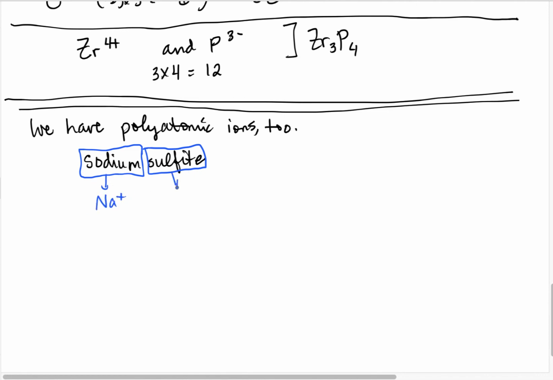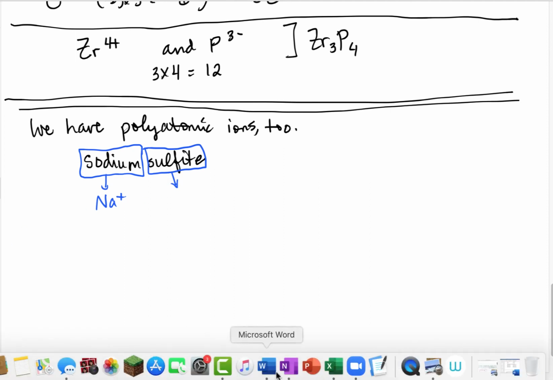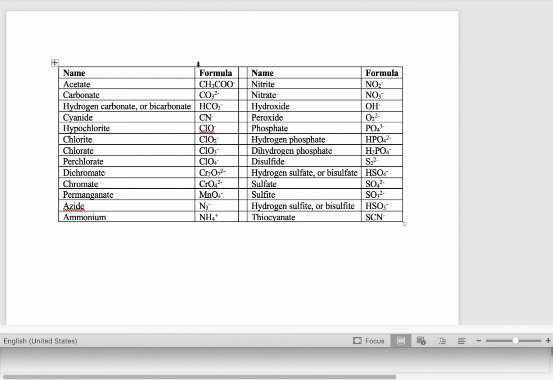And then sulfite, right now, you might need to go back to that list. So let's pull that up again. Sulfite, we'll find it. These aren't exactly in any particular order. Okay, well, sort of they are. I guess it's hard to say. Here's sulfite, SO3 2-.